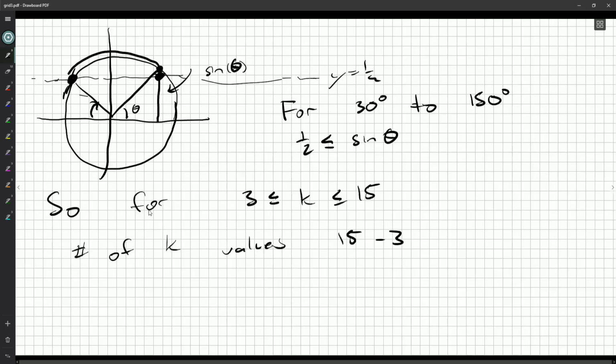And because it's inclusive, you do 15 minus 3 and then plus 1. Otherwise, you're missing out on a value. And that's going to be 12 plus 1, 13 such k values. K is 3, 4, 5, all the way up to 15.